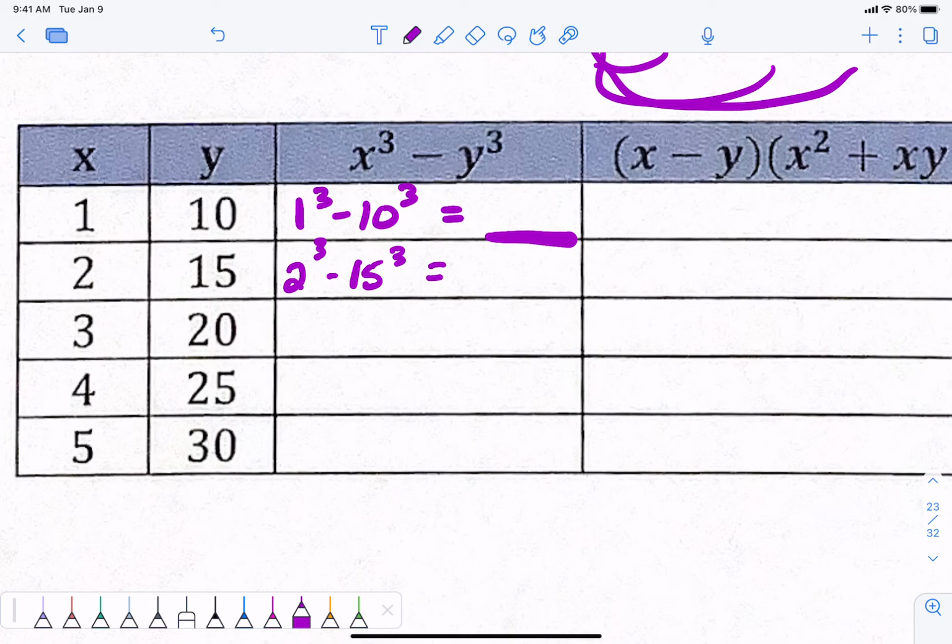Ready? You guys have 1. Check it and get an answer. You guys have 2. This table has 3. Plug in. You guys have 4. Riley and Mackenzie, you have 5. 5 and 30. We have 2 and 15? Okay. Reese, check 3. Plug 3 in. Grab a calculator. Go.